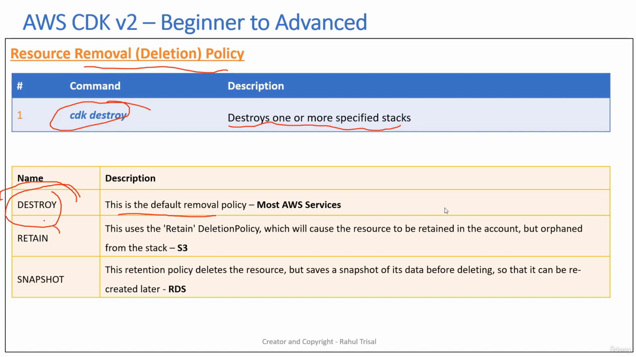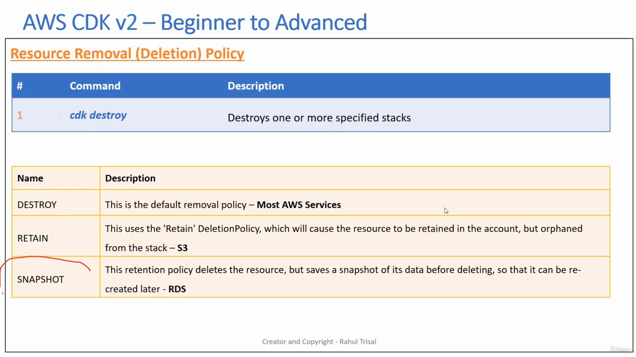The second option is the retain. So again, when you don't define the removal policy, there could be some services which will be retained. And that's what we saw in case of S3. And that's where we saw when we ran the CDK destroy command for the stack containing S3 buckets, the CloudFormation stack was deleted, but the S3 bucket was retained.